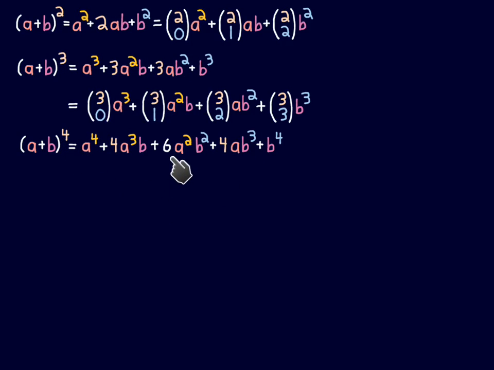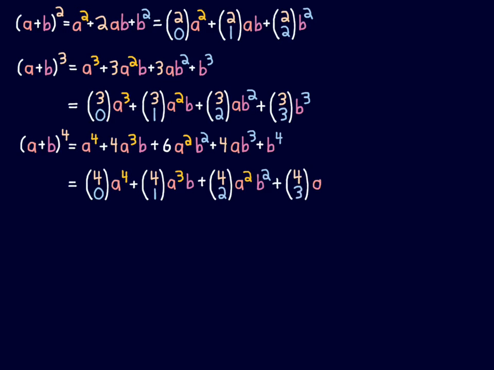The question is, where did the 6 come from? And that's from 4 choose 2. 2 factors of B. 4 choose 2 happens to be 6. You can try it if you want. Get 4 objects. Try to see how many ways you can pick 2 of them. You'll see you get 6 of them. 6 different ways.